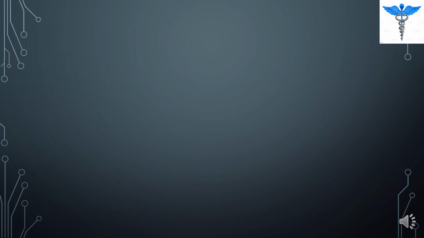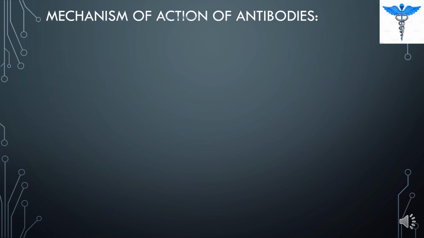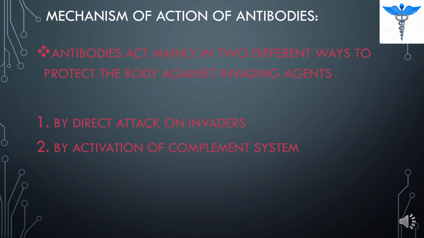So friends, now we will be studying the mechanism by which the antibodies will basically kill the antigens. It will destroy the antigens. So there are 2 mechanisms by which antibodies will either kill or destroy the foreign particle, which is basically called the antigen. One is the direct mechanism, while the other is the complement system. We are going to discuss each of them one by one in detail.